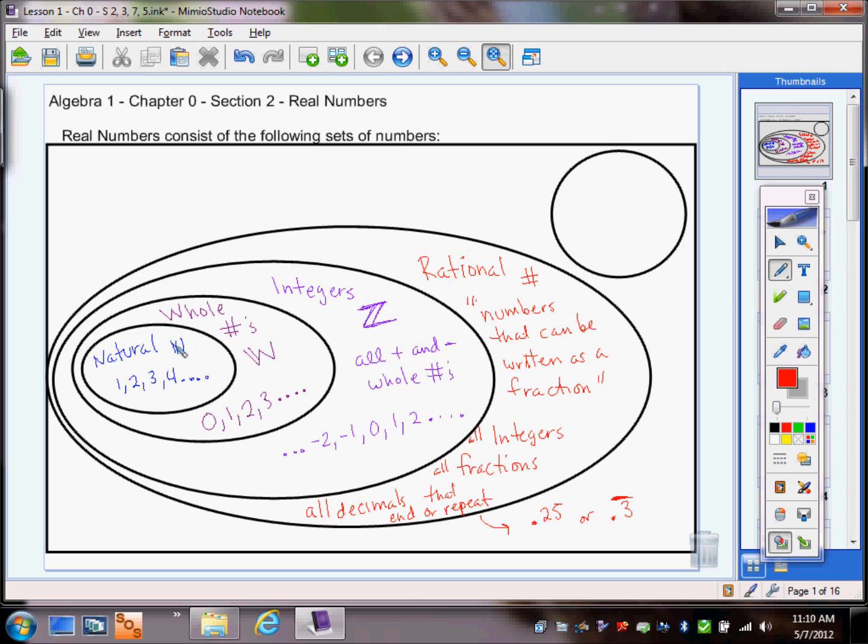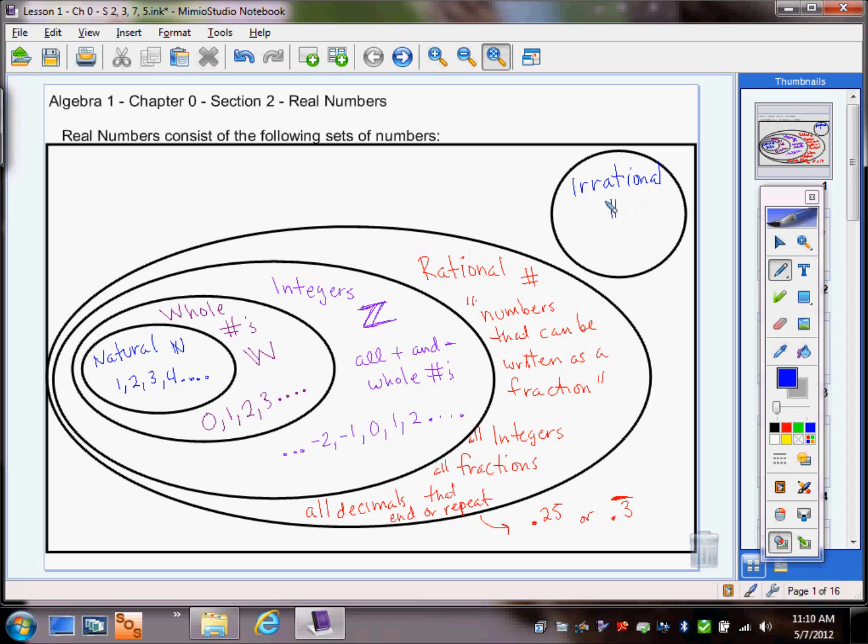Okay, so now you see how these all nicely fit inside each other? And then you have this guy over here. This is like your nice family that all fits together, and this is like your weird uncle. He's part of your family, but you're like, oh yeah, weird Uncle Joe, he's over there. Okay, these are your irrational numbers.